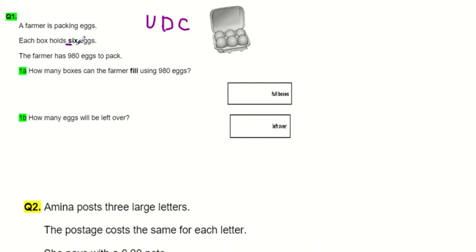Each box holds 6 eggs. So we've got one box here with 6 eggs. Okay, and in the one box there's 6. So the farmer has 980 eggs. How many boxes can the farmer fill? Well, what that means is that they're sharing 980 eggs into boxes of 6. Okay, so if you've got to share, that is a division. So I'm sharing 980 into boxes of 6 eggs.